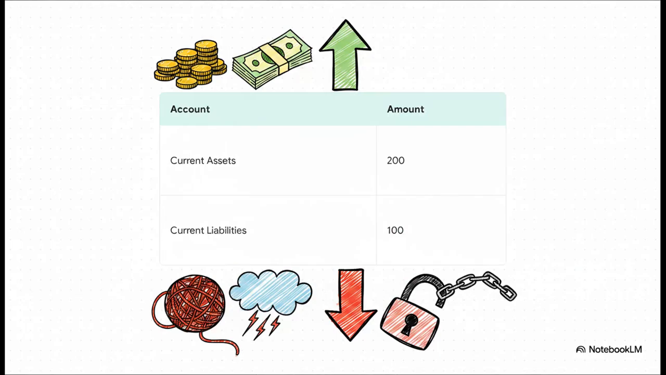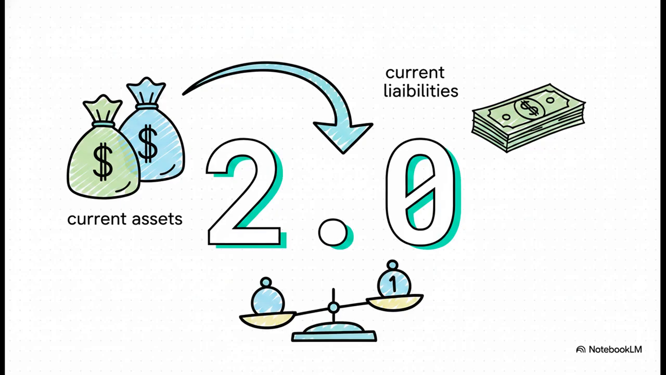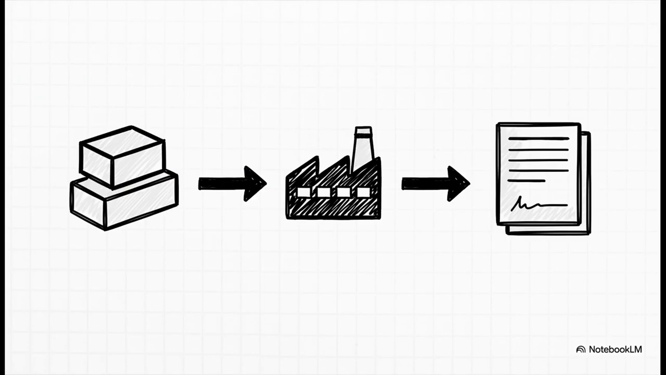Okay, let's walk through a classic exam-style problem. We're starting with a company that has 200 in current assets, that's stuff like cash, receivables, and inventory, and it has 100 in current liabilities, bills it needs to pay within the year. So this gives us a current ratio, current assets divided by current liabilities, of 2.0. Generally speaking, that looks pretty healthy. For every $1 of bills they have to pay soon, they have $2 of assets they can use to pay them. No problems here.